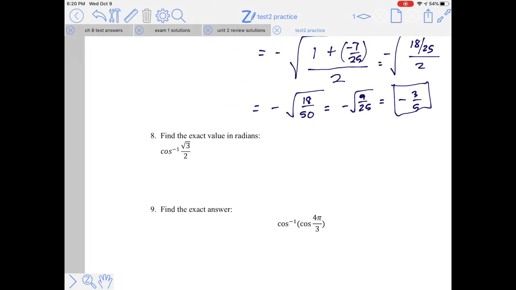Now, we skipped 3.4. Just got rid of it completely. It was unimportant. We went right to 3.5. Ooh, inverse. What would be a useful tool in helping you evaluate inverse? The unit circle. Now, unit circle, yes, that's a useful tool, but there's still some things you need to know above and beyond.